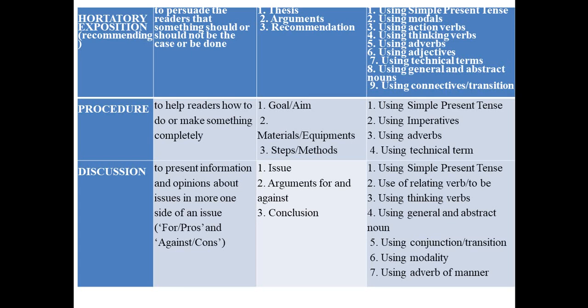And in language features, you can find simple present tense, use of the relating verb to be, thinking verbs like I think, you think, consider, etc., general and abstract nouns, conjunctions, transitions, modality, and adverbs of manner. For the discussion genre, we can take as examples problem solution essays, for and against, or advantages and disadvantages, like this.